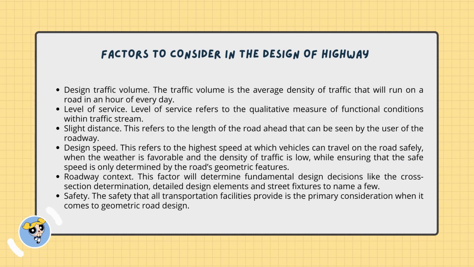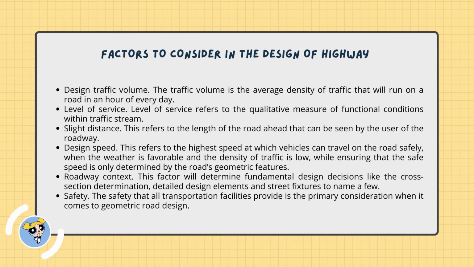Level of service. Level of service refers to the qualitative measure of functional conditions within traffic stream. This is commonly described as freedom to maneuver, travel time, speed, comfort, safety, convenience, and interruptions. This criterion differs for multi-lane highways, and it is defined in density. Sight distance. This refers to the length of the road ahead that can be seen by the user of the roadway. Most of the time, specific distances apply to cyclists and motor vehicles.